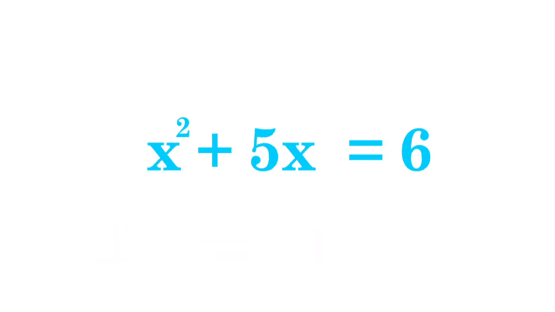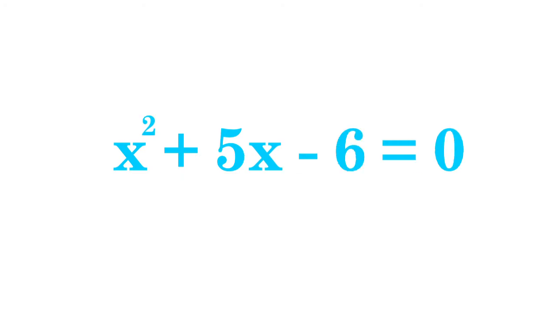Let's try another problem. First, we want to set one side of the equation equal to 0, so we can subtract 6 from both sides of the equation. Now we can factorize this quadratic equation.